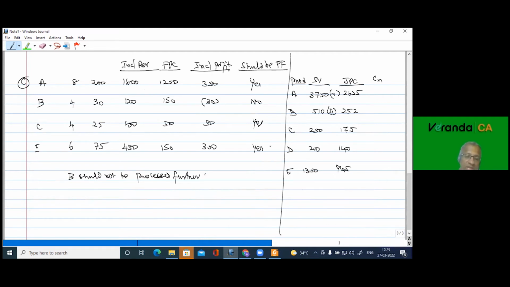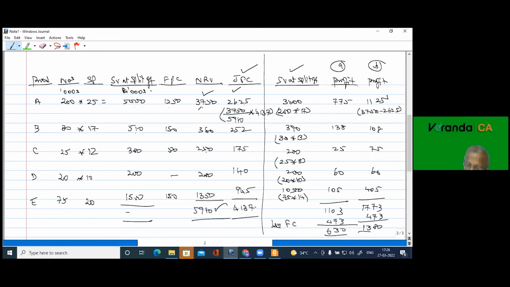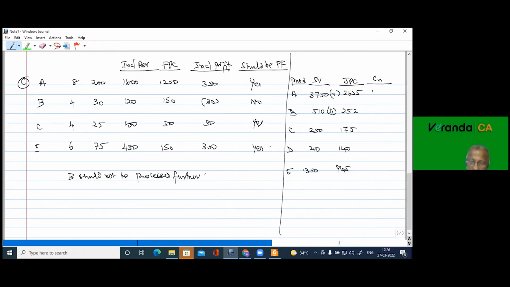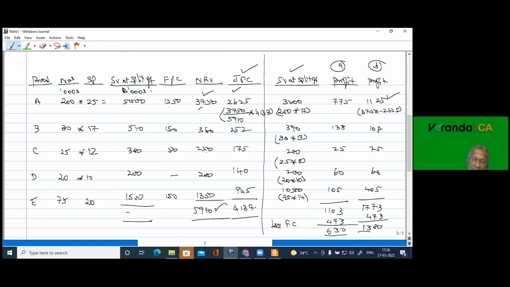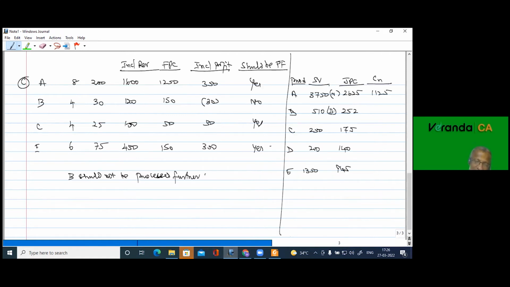So you can say contribution. 3750 minus 2625, 1125, that we have already got. Just repeating, a lot of repetitive work that we have. The second one, 138.